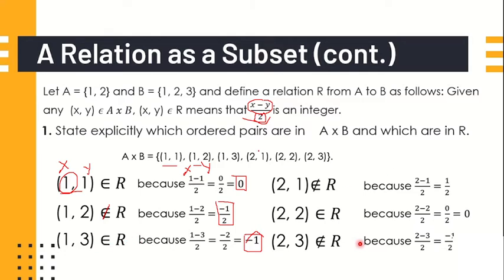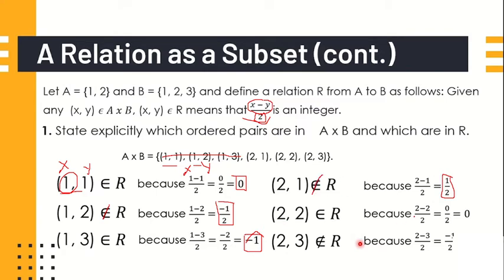Okay, next, 2 and 1. So, it's not an element of R. You put that as the answer. Because 2 minus 1 over 2. So, 2 minus 1, 1. Then copy 2. Our 1 half is not an integer. So, write not an element of the relation.